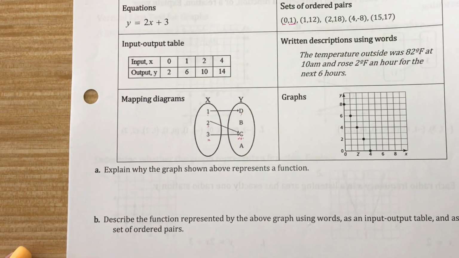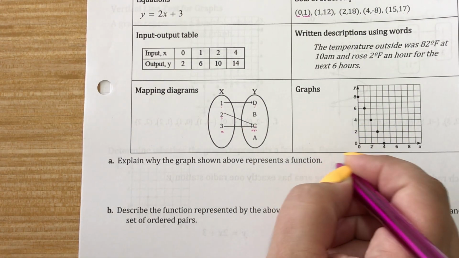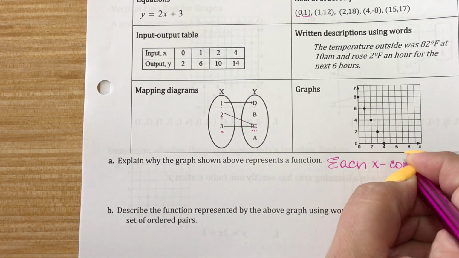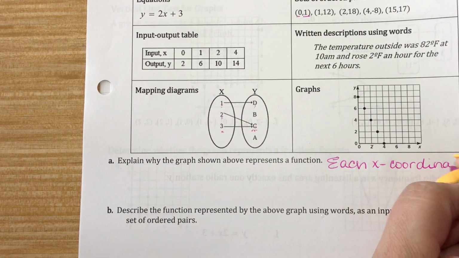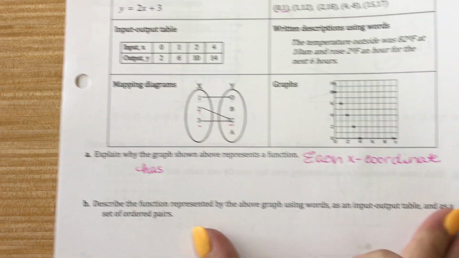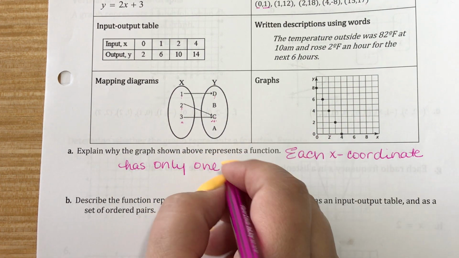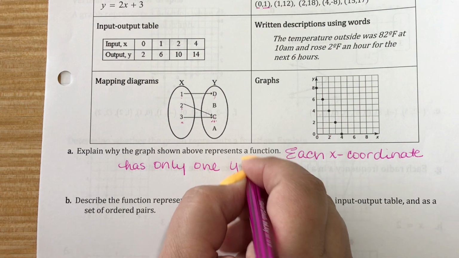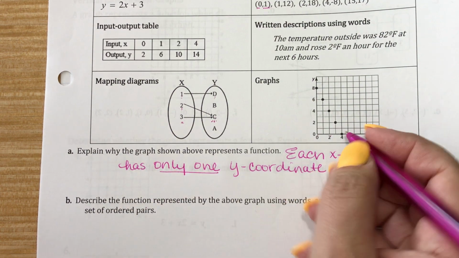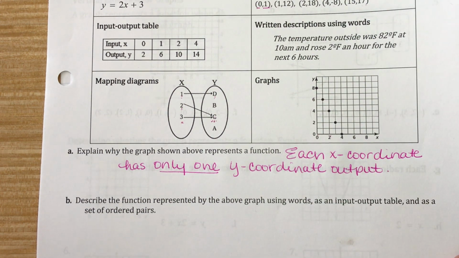So if we were going to do A here, explain why the graph shown above represents a function, we could say something like, well, because each X coordinate has only one Y coordinate output. Only one. That's the key. That's the big idea right there.